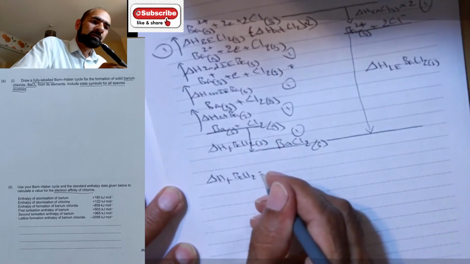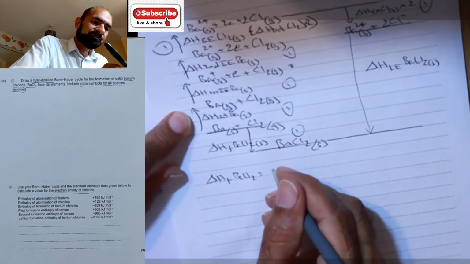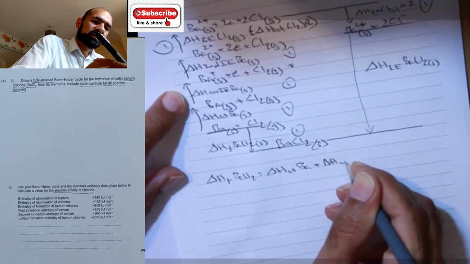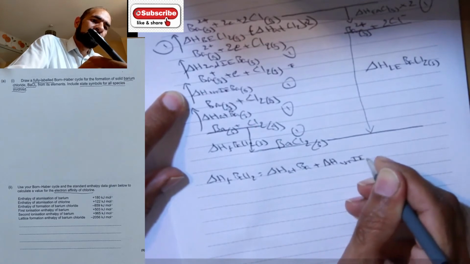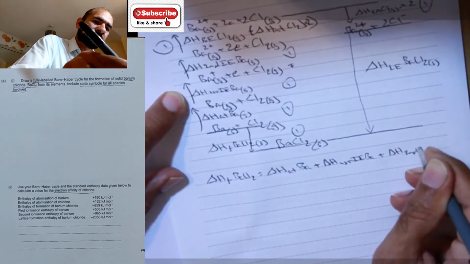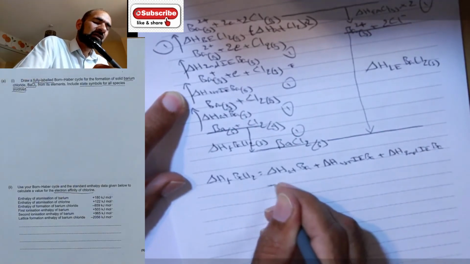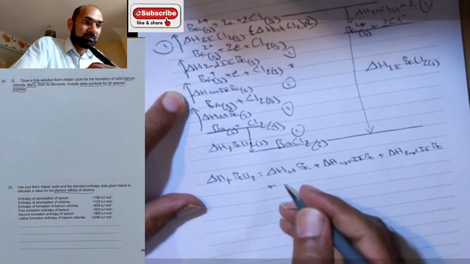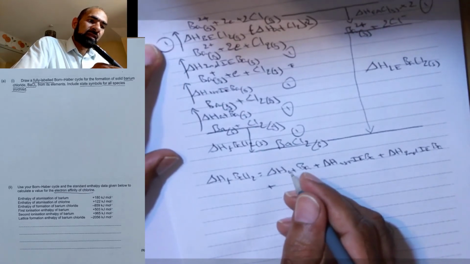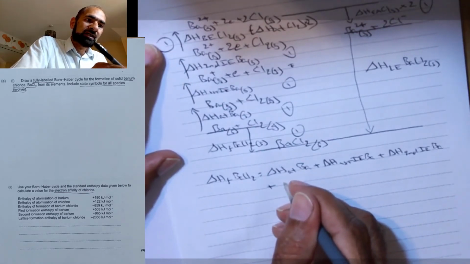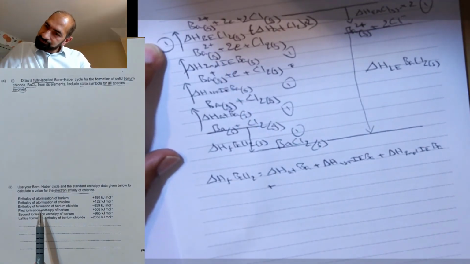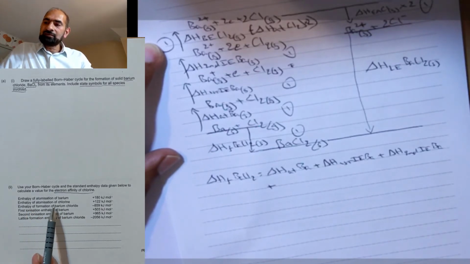So it equals enthalpy of atomization of barium, plus enthalpy of first ionization of barium, plus enthalpy of second ionization of barium, plus, I know the formula should all be in one line, but this is just not possible, enthalpy of atomization of chlorine. Now I need to have a look: have they given me bond enthalpy or enthalpy of atomization of chlorine? So they've given me enthalpy of atomization.